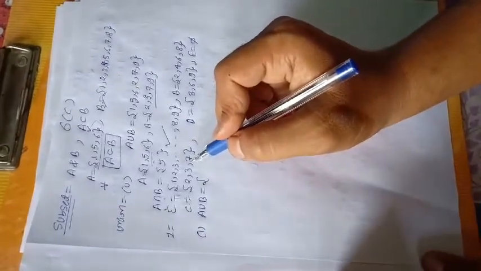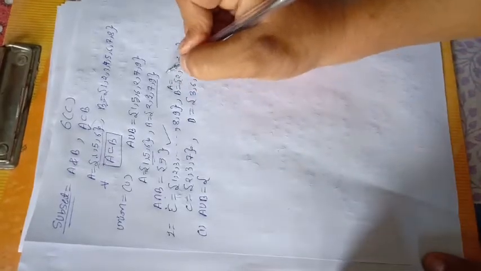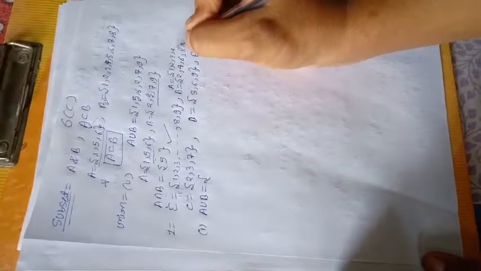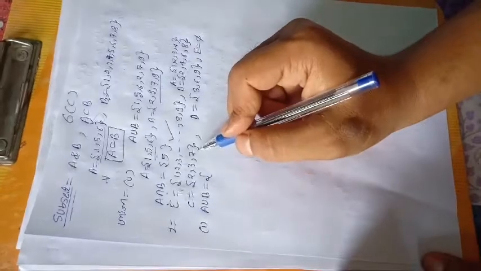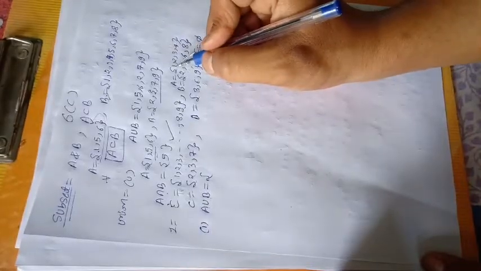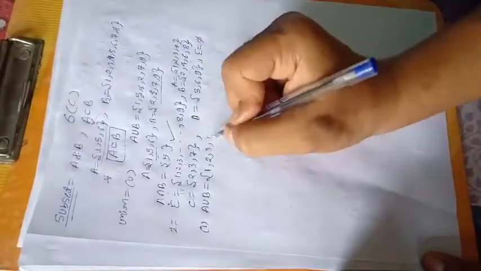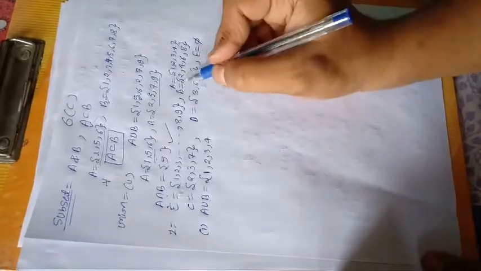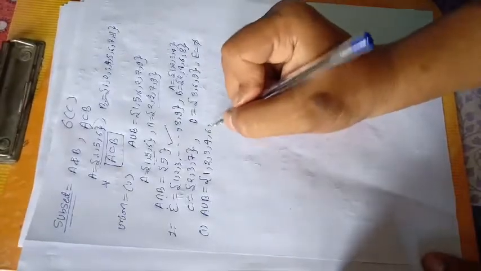We have to find A union B. Given A equals 1, 2, 3, 4 and B equals 2, 4, 6, 8. So A union B means the set of all those elements which are either in A or in B. So 1, 2, 3, 4. Now B: 2 is already written here, 4 already written, 6, 8. This is the A union B.